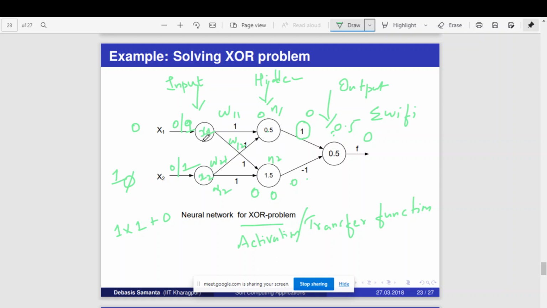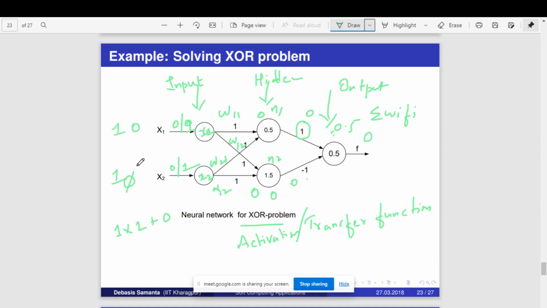Here it is 1 into 1, this is 0 into 1, so basically it is 1. But this 1 is not greater than 1.5, 1 is less than 1.5, so I think this neuron will not fire. If this neuron does not fire, only this will be activated. Okay, so let us consider the other case.